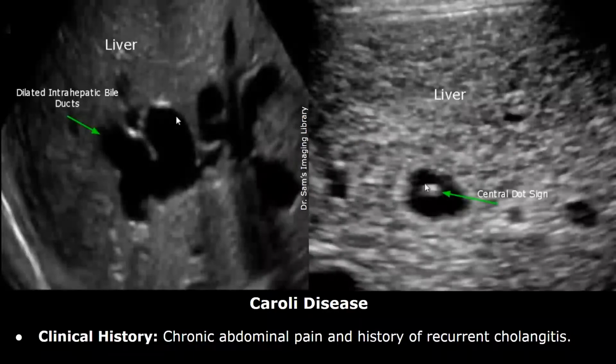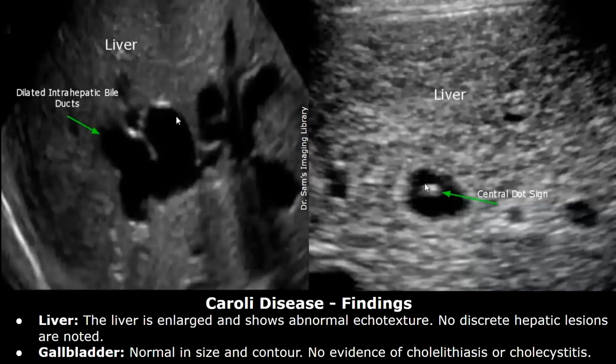This is a report of Caroli disease. Clinical history: chronic abdominal pain and history of recurrent cholangitis. These are the findings. The liver is enlarged and shows abnormal echo texture. No discrete hepatic lesions are noted. The gallbladder is normal in size and contour. No evidence of cholelithiasis or cholecystitis.